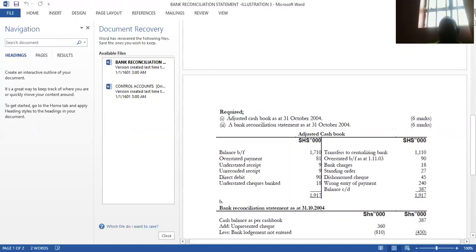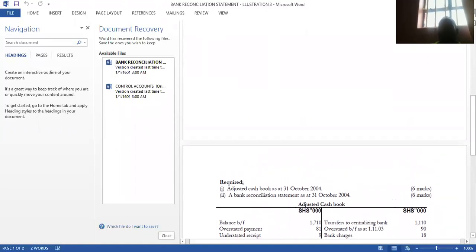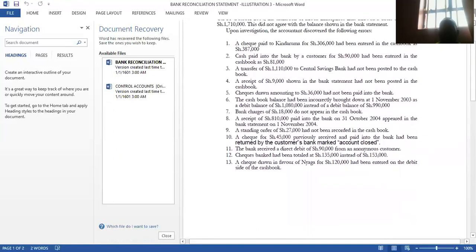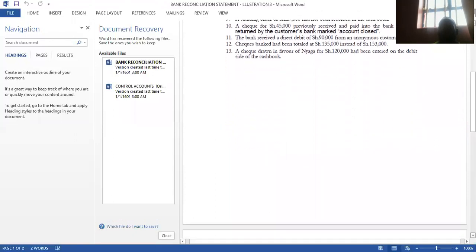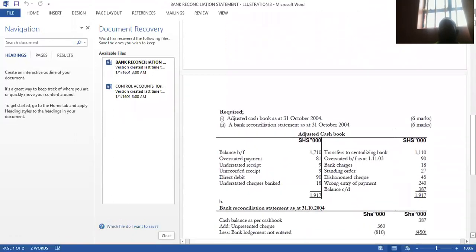Then another error that happened is that the bank received a direct debit of 90,000 from an anonymous customer. So if we received this money directly, then it should appear in the cash book as such. It should appear in the cash book because it was paid directly. We expected that it was not in the cash book, so it is here. The bank received it, so the cash book accountant was not aware of it. That's why we are indicating it here.